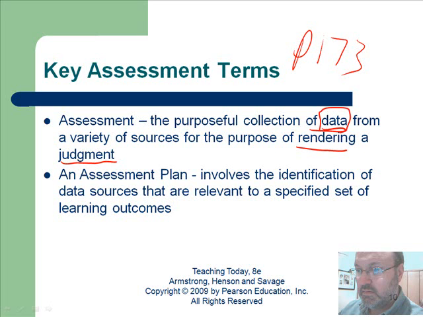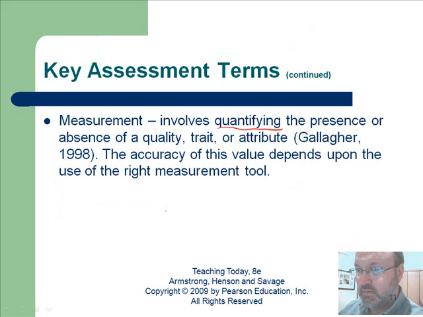An assessment plan involves the identification of data sources that are relevant to a specific set of learning outcomes. Sources for the outcomes. How are we going to get this data? What's reliable? And here it is. This is the term: measurement involves quantifying. Quantifying means assigning numbers, and so you can compare numbers. Measurement involves quantifying the presence or absence of a quality, a trait, or attribute.